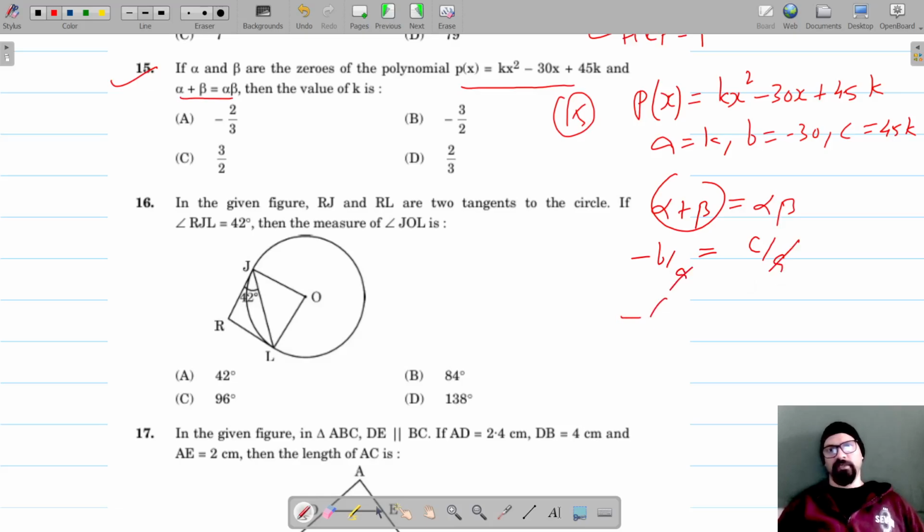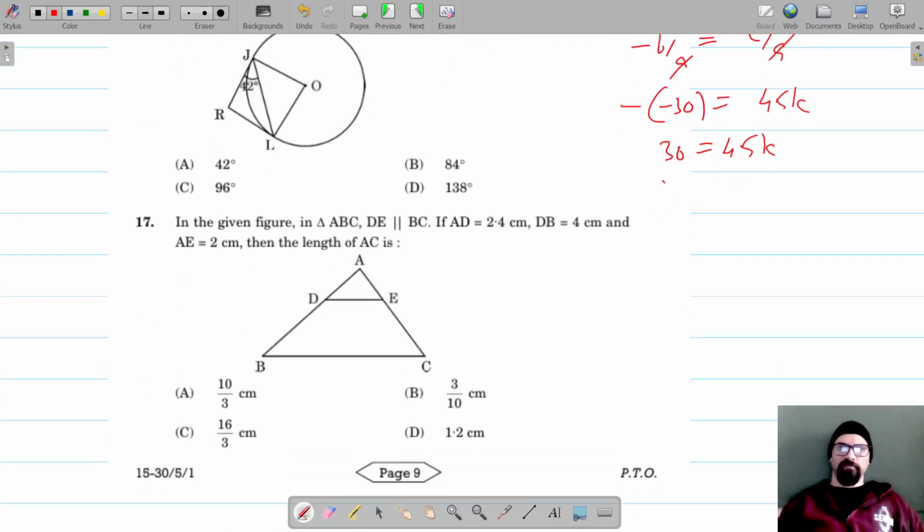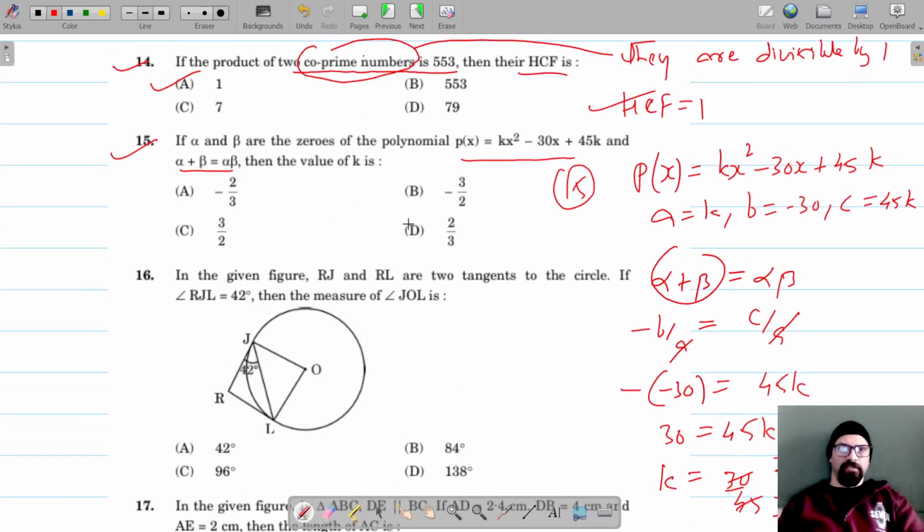Let's put in the value of b, which is minus 30 and c is 45k. So this is 30 is equal to 45k. And if we go ahead and solve this, this is 30 divided by 45, and this gets cancelled with 15. 15 twos are 30, 15 threes are 45, so 2 by 3. And 2 by 3, that is option D, is the correct answer. So our option is option D, 2 by 3. And moving on to question number 16.